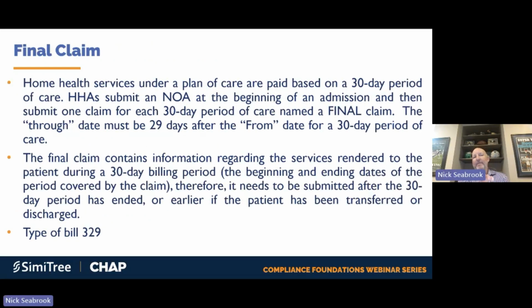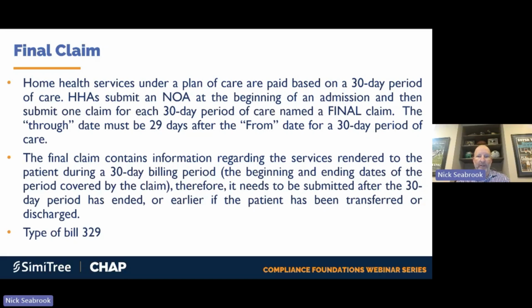So we got the NOA billed, and now we're providing services. So I mentioned before that home health services under that plan of care are based on a 30-day period of care. You're going to have the NOA submitted, and then 29 days later, at day 30, you're going to have your final claim. So the example I gave before, we're going to have that first claim. That final claim is going to have an episode start date of 9/11. We're going to have a period end date of 10/10, and that's going to be what's billed to Medicare.